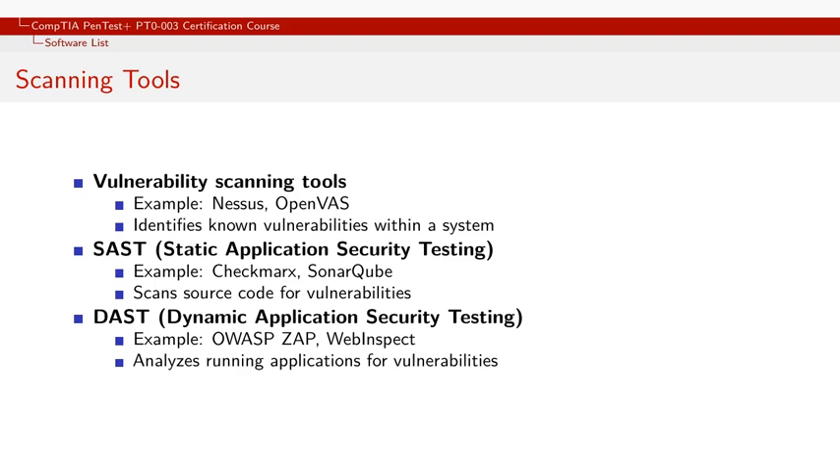Next, we have SAST, or Static Application Security Testing tools, such as Checkmarx and SonarQube. These tools scan source code to find vulnerabilities early in the development cycle, providing an opportunity to fix issues before the software is deployed. Finally, DAST, or Dynamic Application Security Testing tools like OWASP ZAP and WebInspect, focus on analyzing running applications. These tools dynamically test your applications to uncover vulnerabilities that could be exploited during runtime. Understanding how to utilize each of these tools effectively will significantly enhance your ability to secure and maintain robust systems.